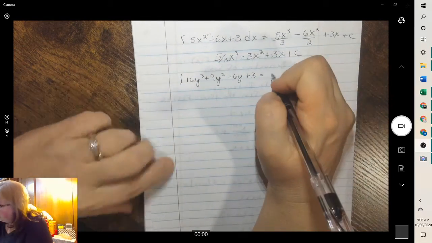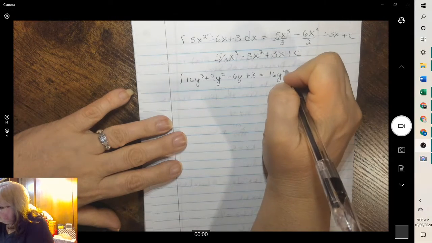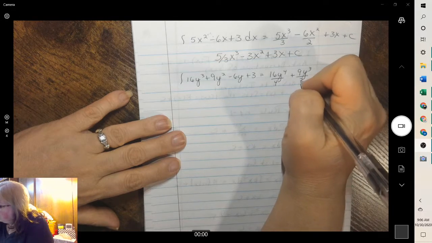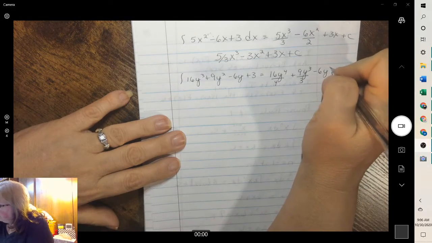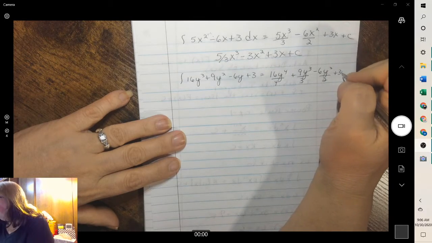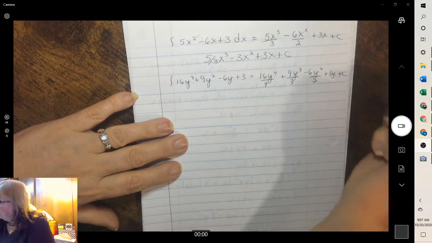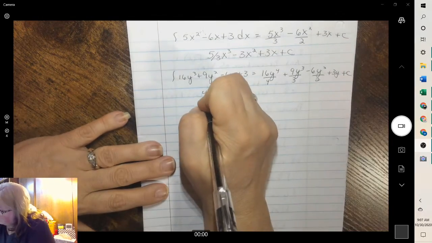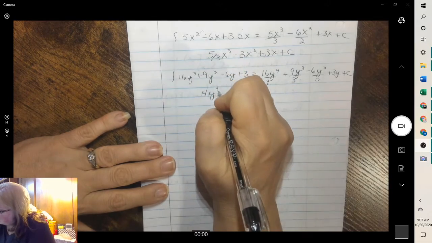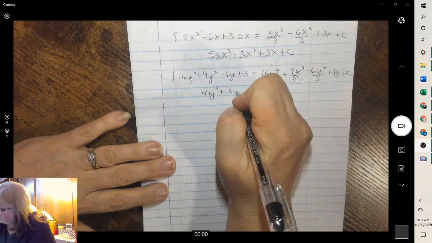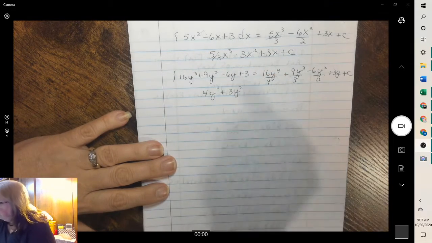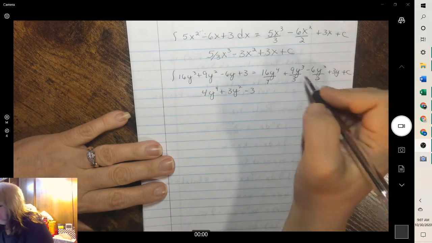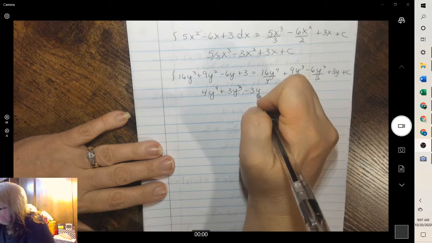Same thing, add 1. So 16y to the 4th over 4 plus 9y cubed over 3 minus 6y squared over 2 plus 3y plus a constant. And then these will all reduce. Yeah, 3y. And this becomes another 3, cubed, squared.